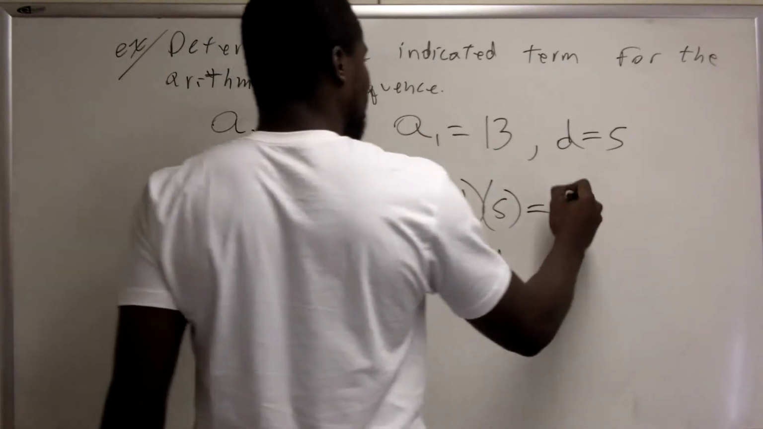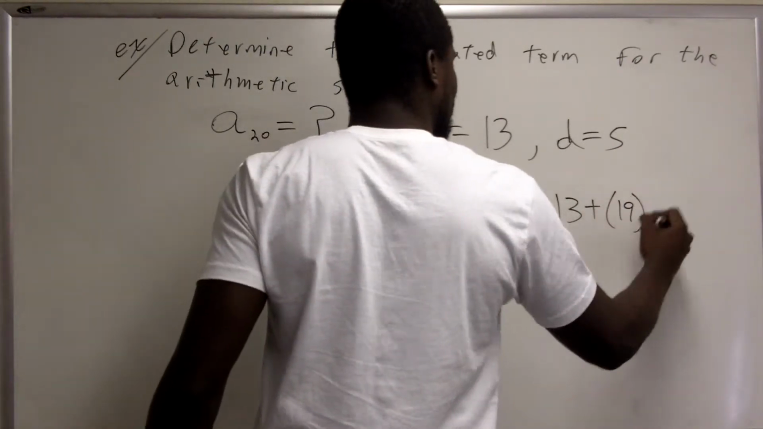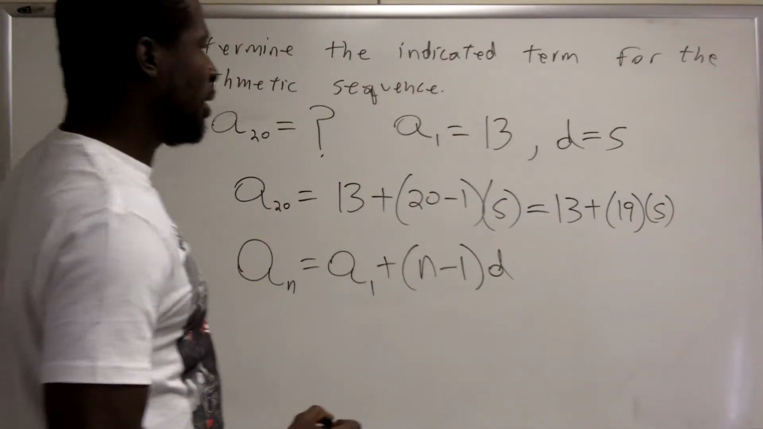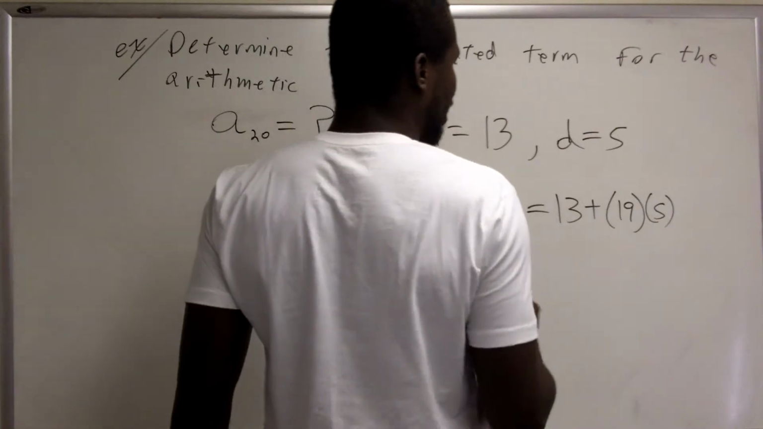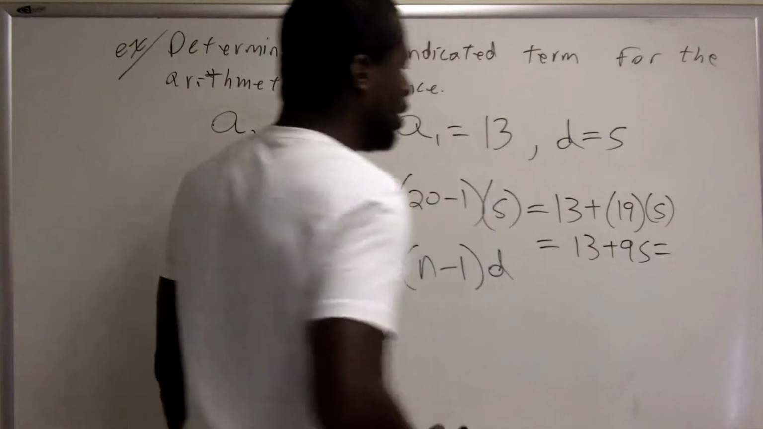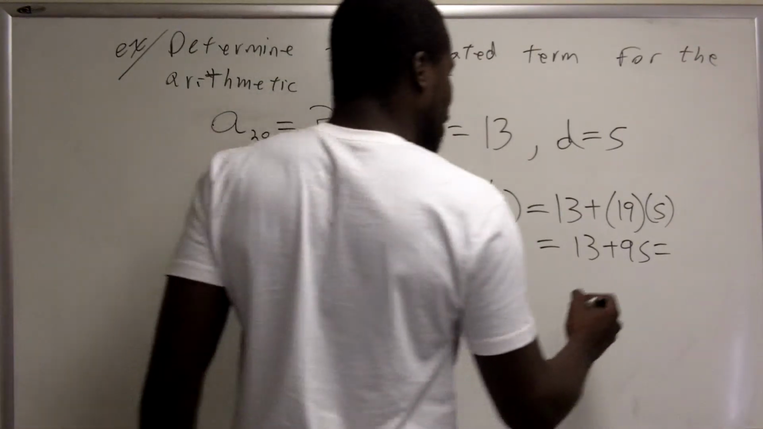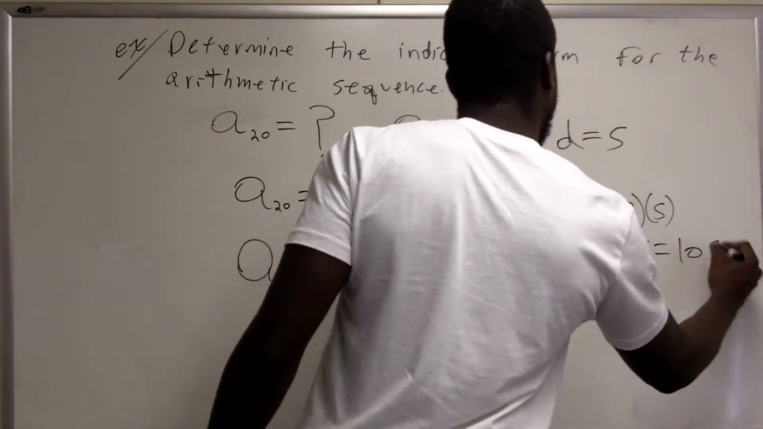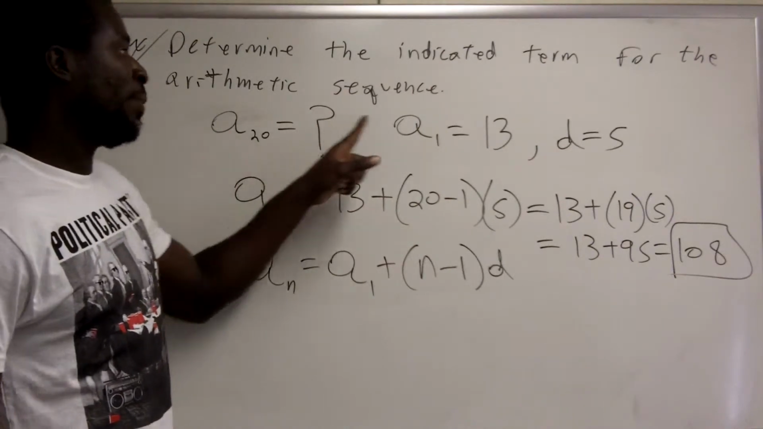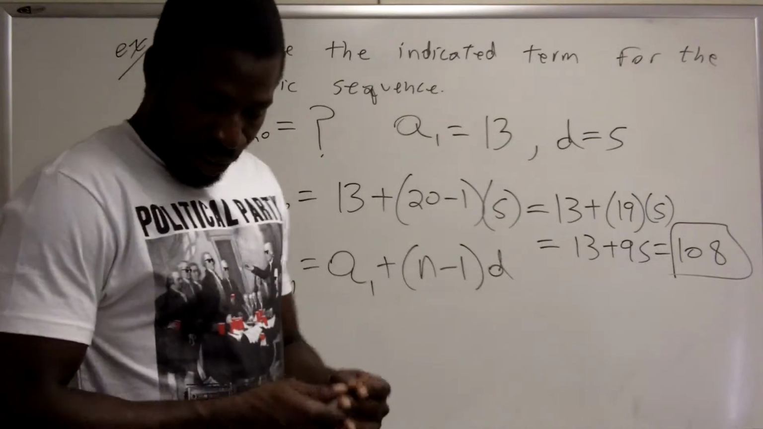So I get that this is 13 plus 20 minus 1, which is 19, times 5. And let's see what we get there. 19 times 5, what's that? 45, 95. So we get 13 plus 95, or the 20th term of this sequence seems to be 108. So 108 would be the 20th term of the arithmetic sequence that starts at 13 and adds 5 to get the next term each time.